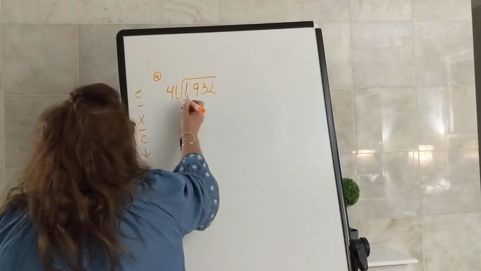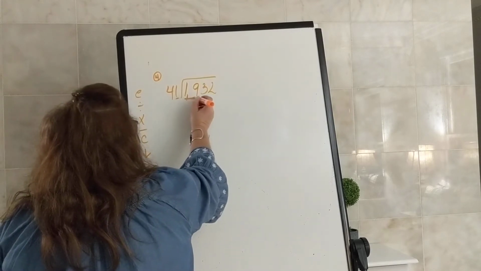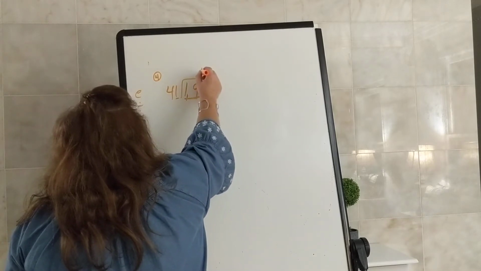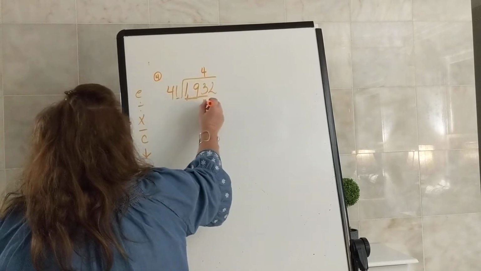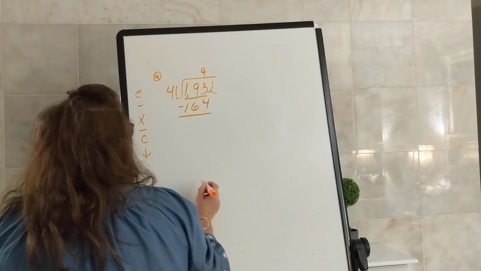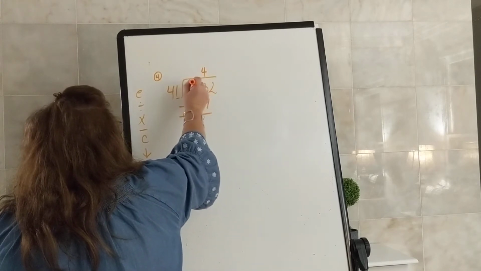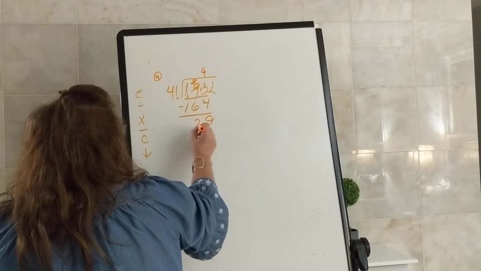So, can 41 go into 19 though? No. Can 41 go into 193? Yes. So my 4 is going to go straight above the 3, and I'm going to multiply. 4 times 1 is 4. 4 times 4 is 16. I subtract. I can't say 3 minus 4. Go next door to the 9. Borrow, make it 8. 13 minus 4 is 9. 8 minus 6 is 2.